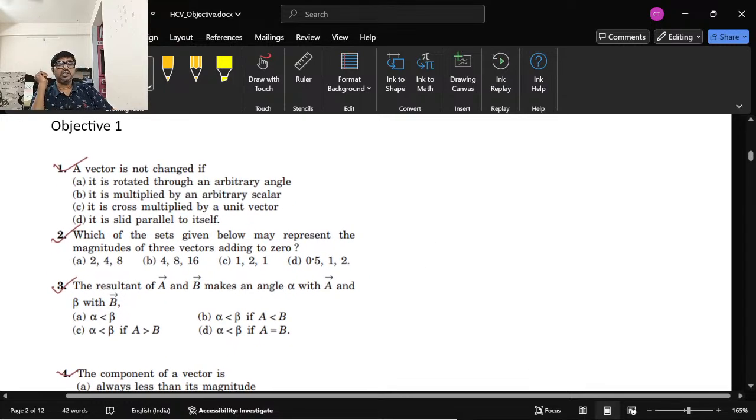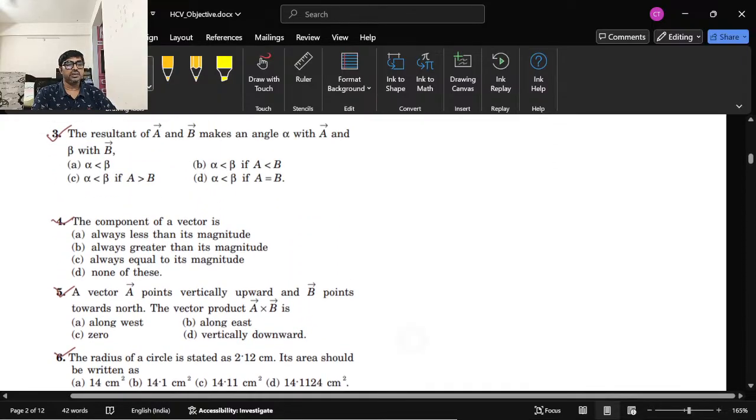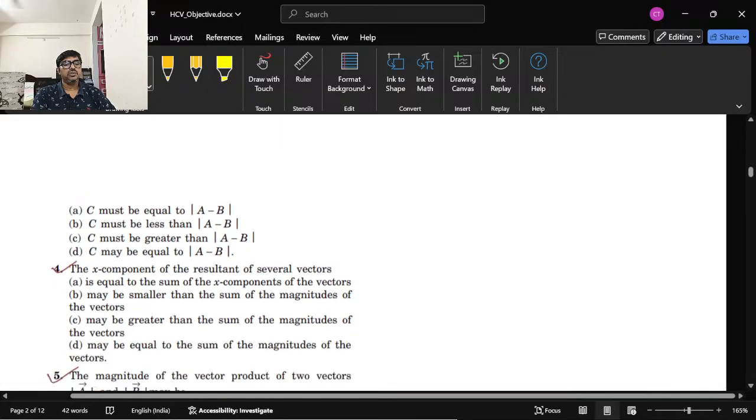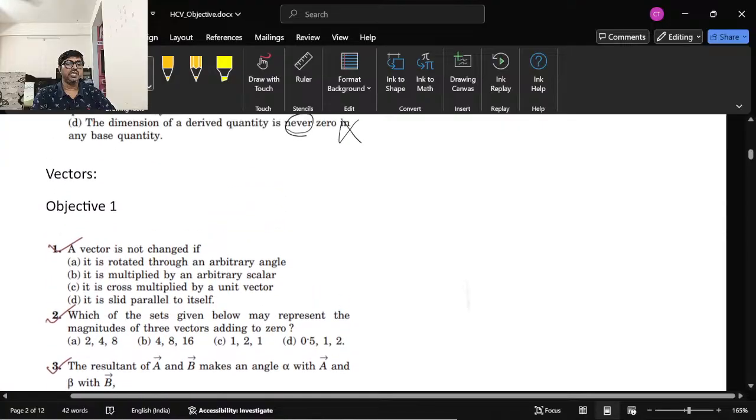Vectors. What does it say? Objective 1, how many questions are there? It will be more, I think. Only 6 here also. Objective 2, we have 5 questions. Totally 11 questions in vectors.